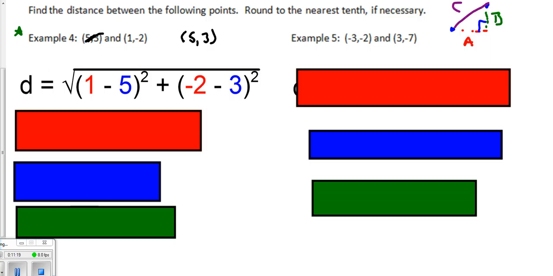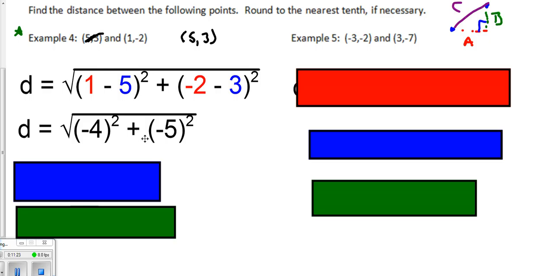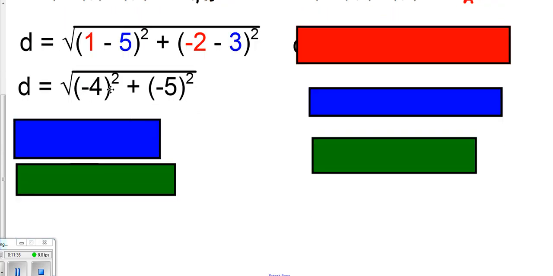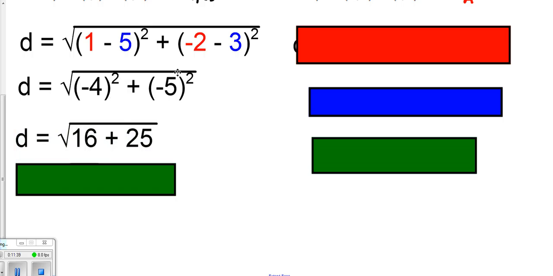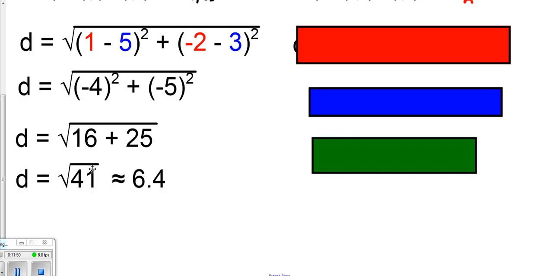Okay, so in the end, after we got these all plugged in, we simplify it out. 1 minus 5 is negative 4. Negative 2 minus 3 is going to be negative 5. Negative 4 squared, so negative 4 times negative 4 is 16. Negative 5 squared, negative 5 times negative 5 is 25. So we add these up and get 16 plus 25 is 41.